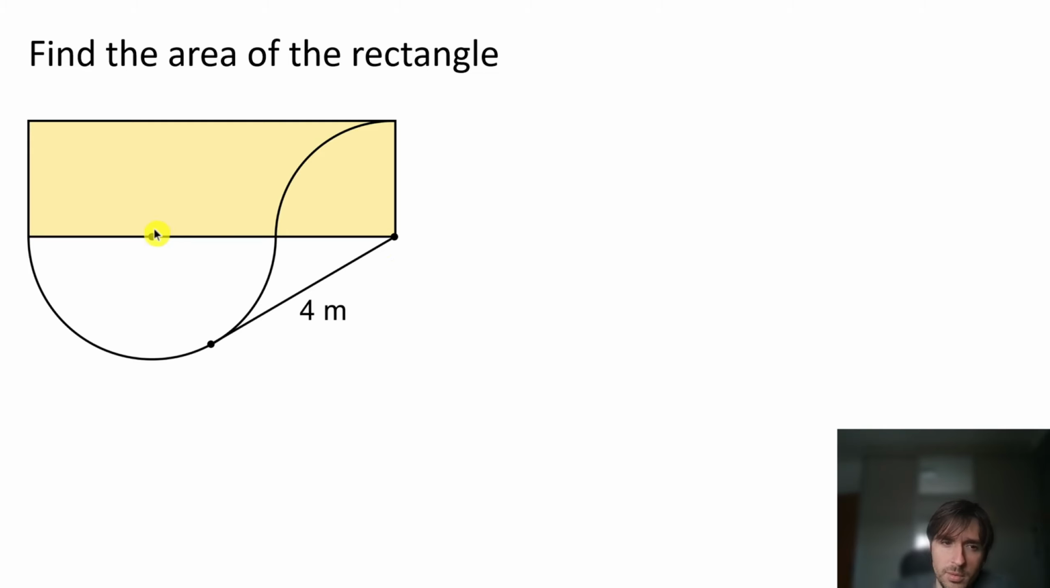So to start solving the problem, let's name the radius of the semicircle R1 and the radius of the quarter of circle R2. We cannot say that these radii are equal because we don't have enough information to do so. So this distance here is R1. And the height of the rectangle here is R2. So the width of the rectangle is R1 plus R1 plus R2, and the height is R2.